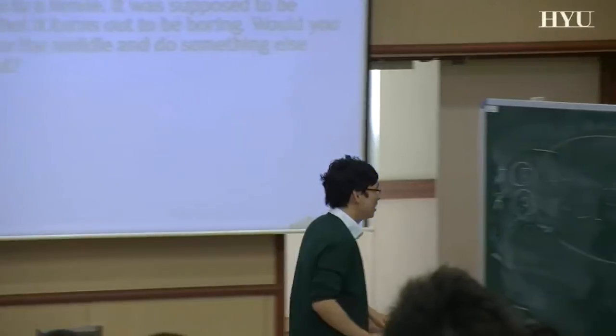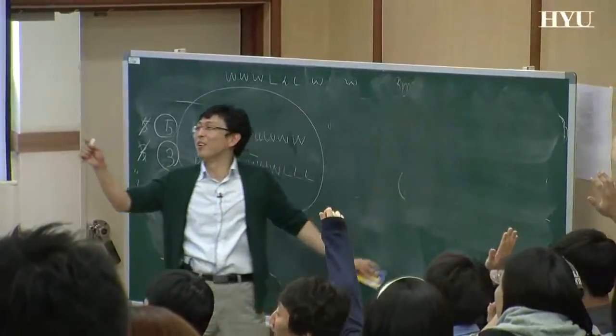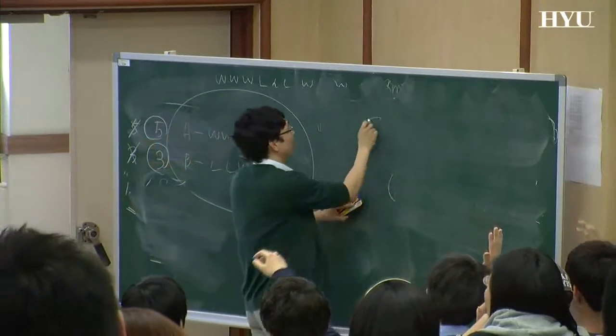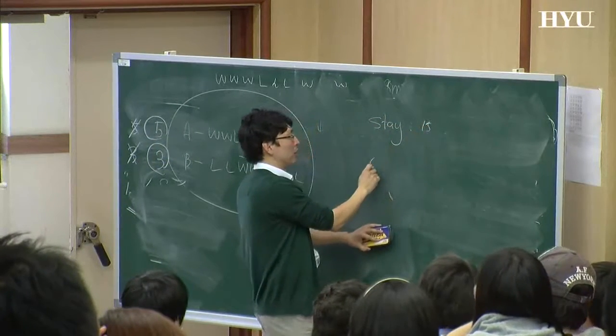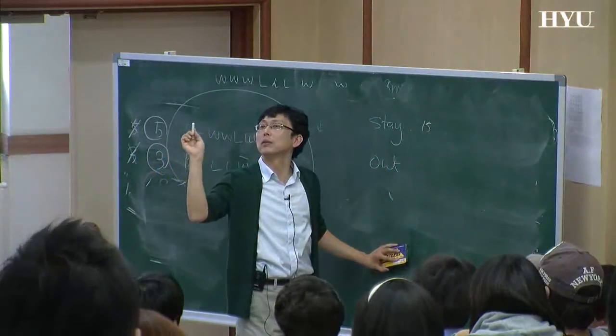Stay or go out? How many people want to stay? 1, 2, 3, 4, 5, 6, 7, 8. Okay, 15 for out. Go out? 1, 2, 3, 4, 5, 6, 7.